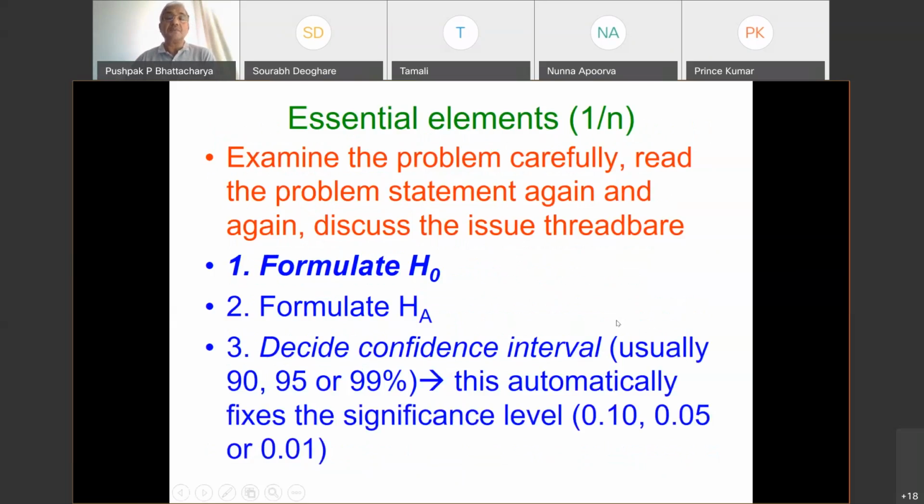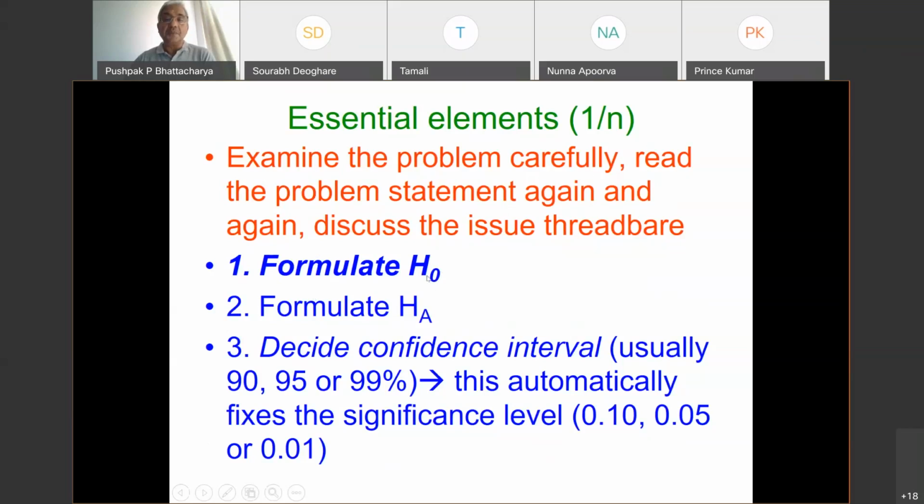First and foremost is examining the problem carefully. These are informal statements, maybe a bit philosophical also in nature, but things begin with this step. Examine the problem carefully, read the problem statement again and again, and discuss the situation or the issue absolutely threadbare. Then comes the most important step. Formulate H0, the null hypothesis.